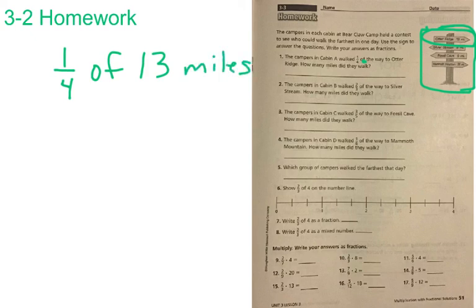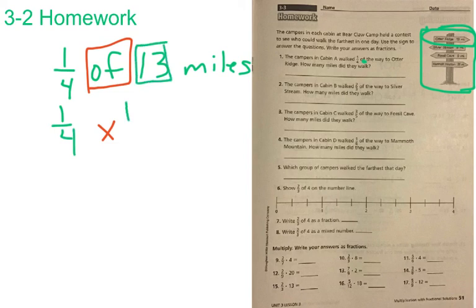And remember, our word of, when we see that word, we know that of means times. So we're going to have 1/4 times 13. And in order to write the whole number 13 as a fraction, we take that whole number and we write it over the number 1. And then we can, with this one, just simply multiply straight across. 1 times 13 is 13, and 4 times 1 is 4.